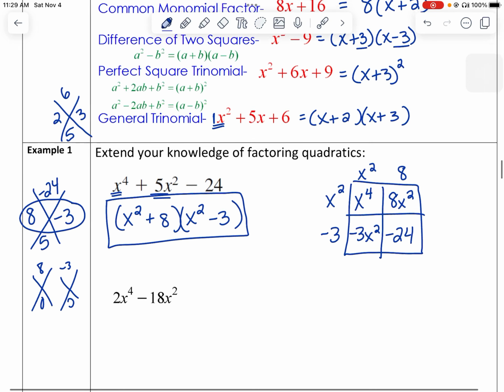So I would start by taking out a 2x squared, which means in my first factor, just the x squared would be left. So I took 2 of them out of the 4. And then 18 divided by 2 would be negative 9. And then I took out all the x's. So that's as far as that goes.